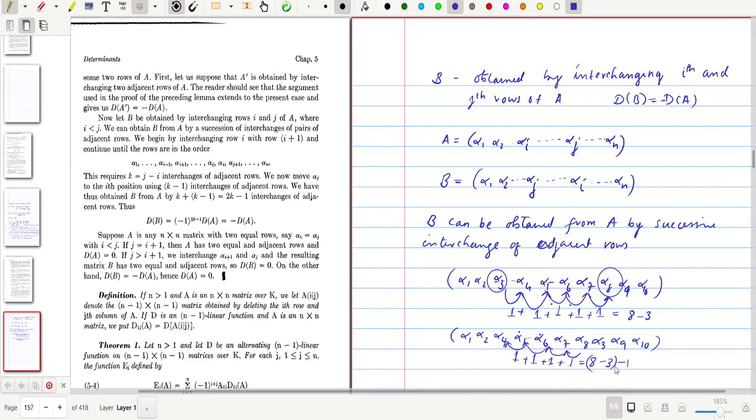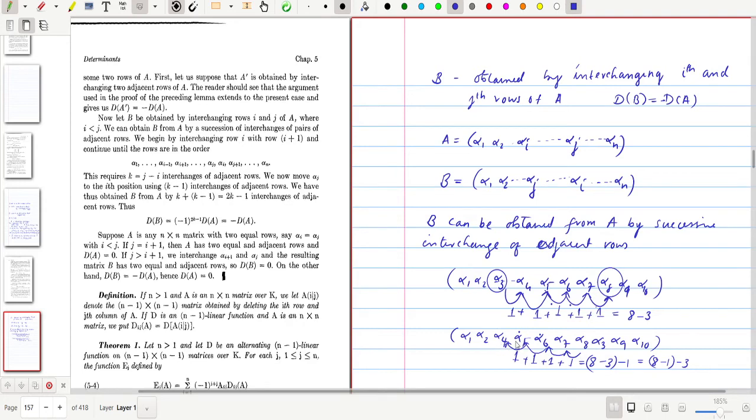Okay, it doesn't require 8 minus 3 interchanges, because alpha 8 is in the 7th position, so it requires only this can be written as now alpha 8 in the 8 minus 1th position, so it requires again minus 3 interchanges to bring this alpha 8 to the position of alpha 3.